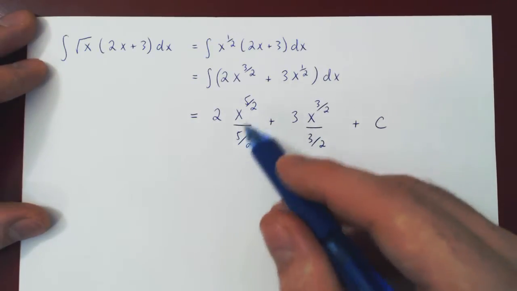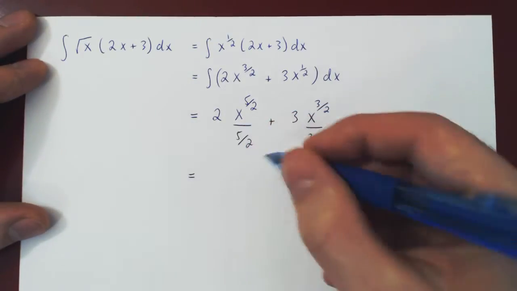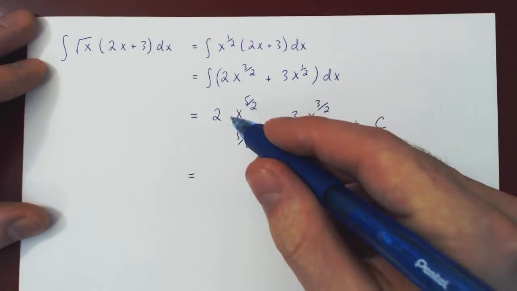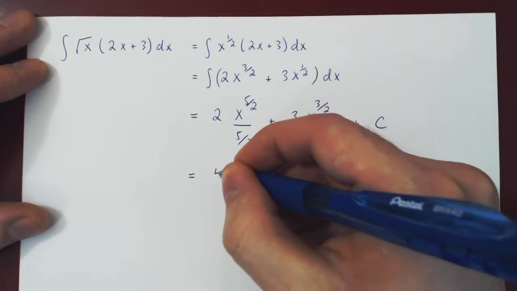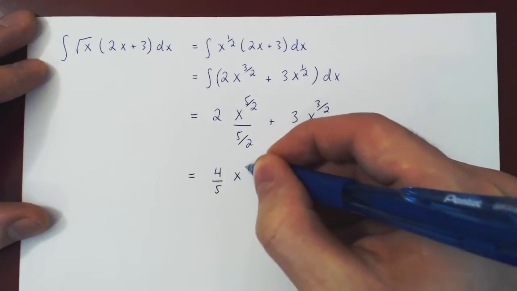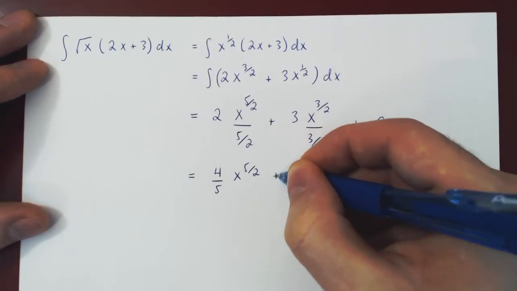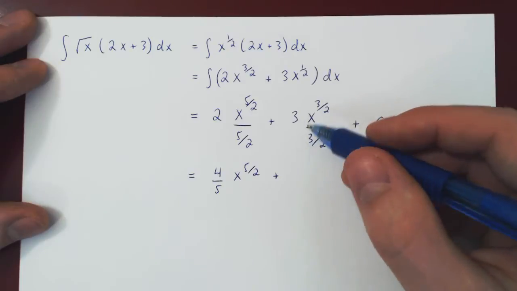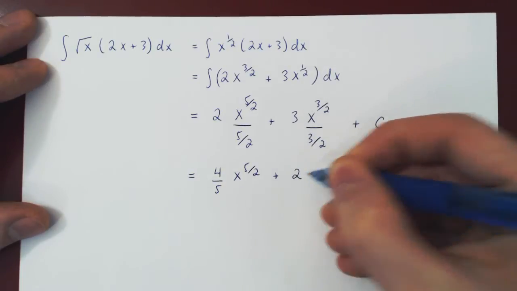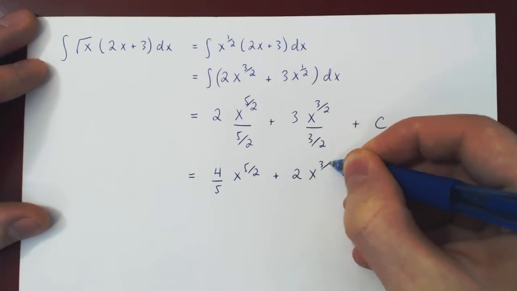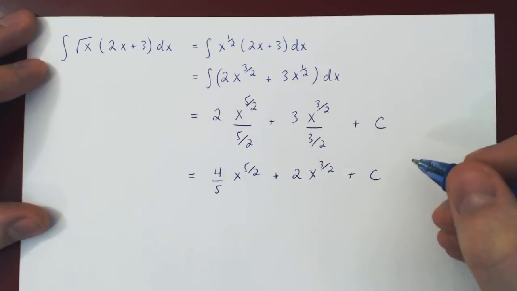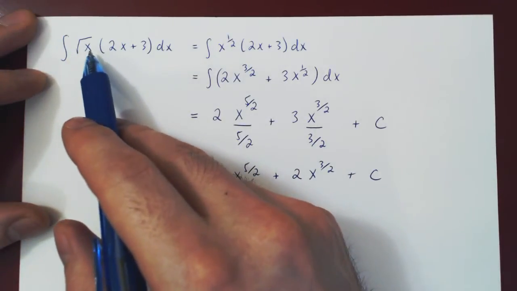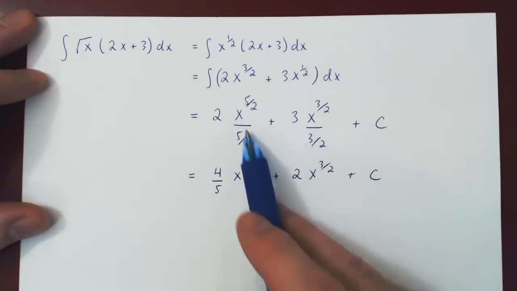And that's it. Of course, we'll clean this up. If you divide by a fraction, you multiply by the reciprocal. So over 5/2 is times 2 over 5, which will give you 4 over 5 times x to the 5/2, plus divide by 3/2, multiply by 2/3, but 2/3 times 3 is simply 2, times x to the 3/2 plus c, and that's it. So this was a rather simple integral, right? It was the square root of a single x. We could multiply out, power rule, and we're done.